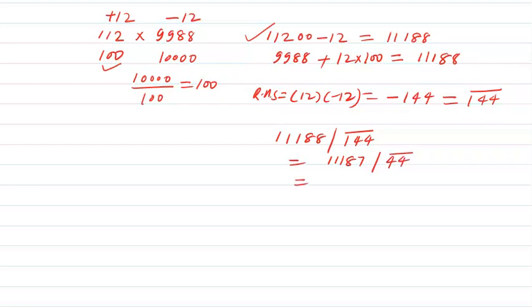But finally you also have to make it positive. So repeat the same process. Take 1 to the right hand side. So it will be 11186, and the complement of 44 will be 56. So this is how you get the final answer.